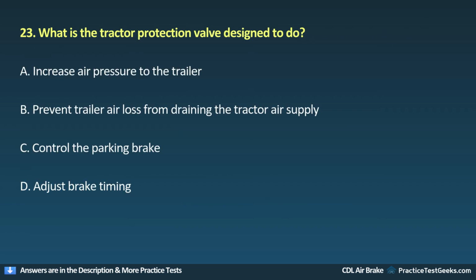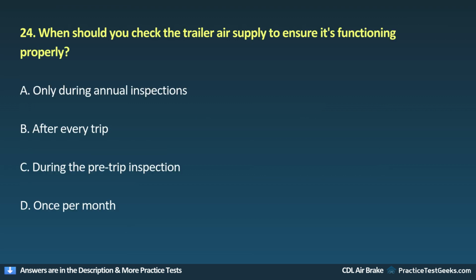23. What is the tractor protection valve designed to do? A. Increase air pressure to the trailer. B. Prevent trailer air loss from draining the tractor air supply. C. Control the parking brake. D. Adjust brake timing.